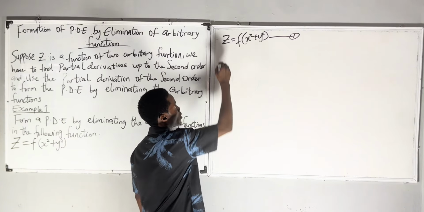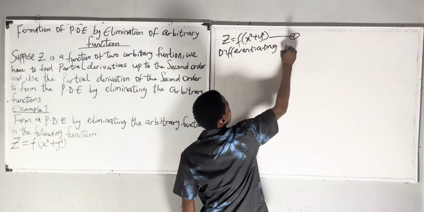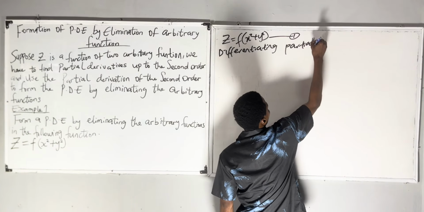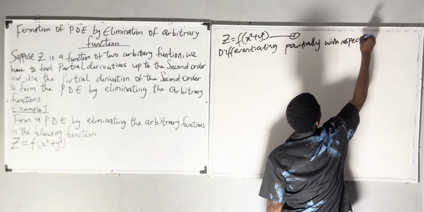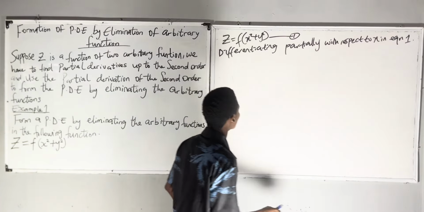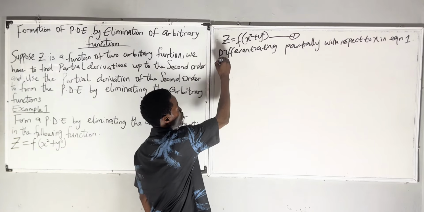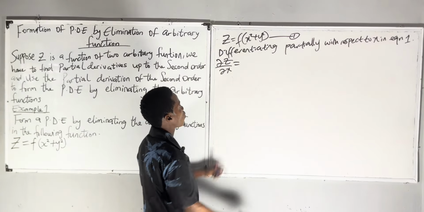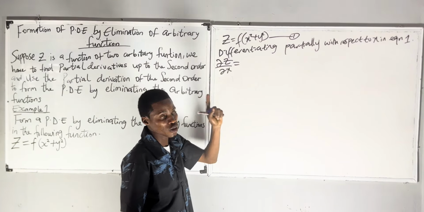So what I'm going to do is differentiate partially with respect to x in equation 1. I have z there. If I differentiate z with respect to x, I'm going to have partial z over partial x, equal to the derivative of this function f of x squared plus y squared with respect to x.